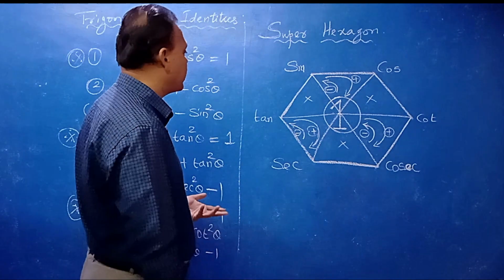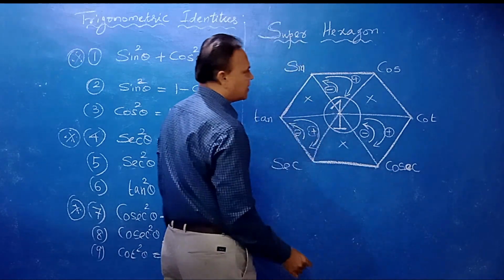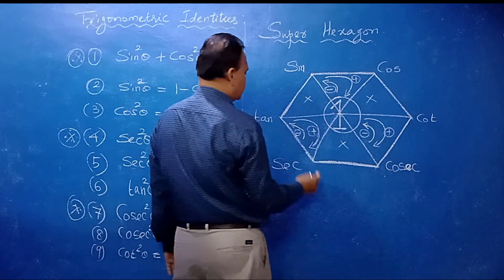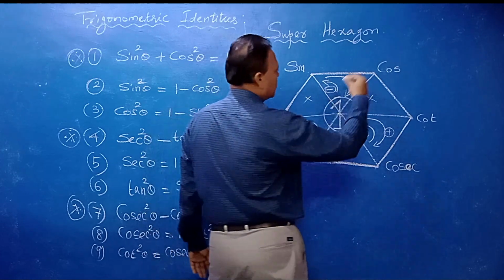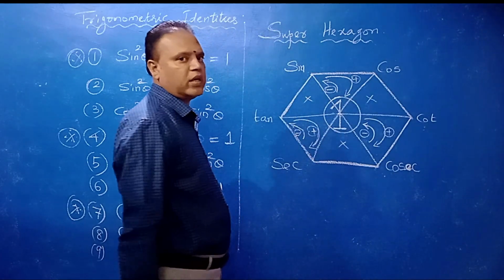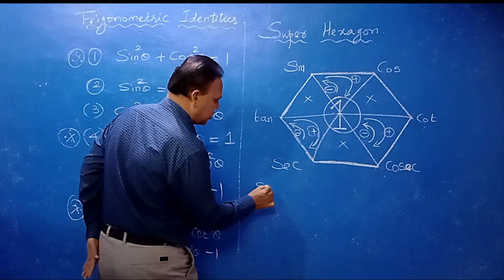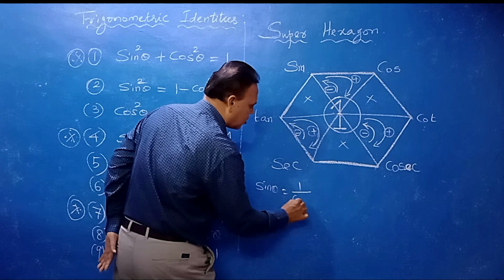Even you can also remember the reciprocal ones. Sin ka reciprocal is cosecant, you see, opposite. Tan ka reciprocal is cot. Secant ka reciprocal is cosecant. You can remember this also, very important. Sin theta reciprocal is 1 by cosec theta.